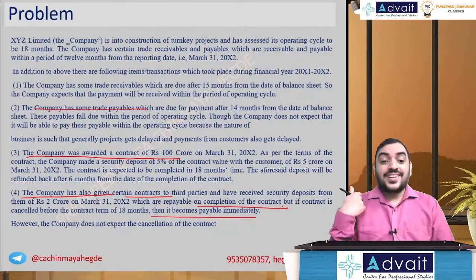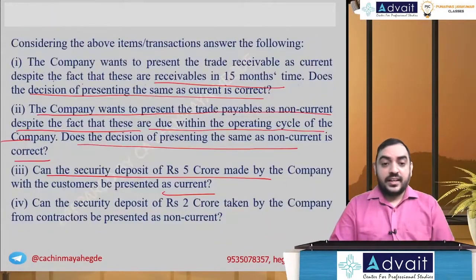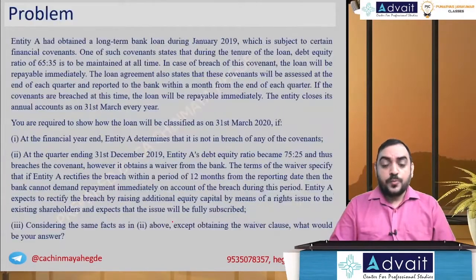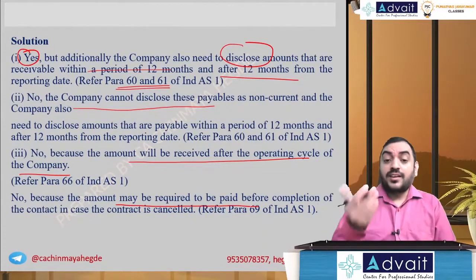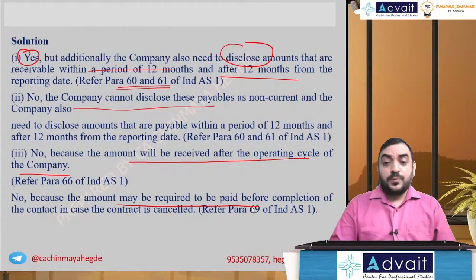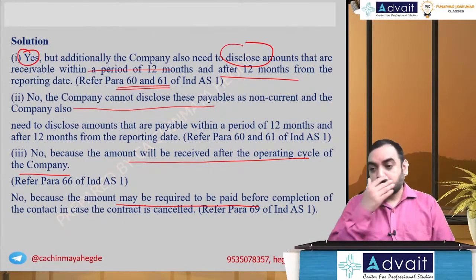But if the contract is cancelled before the term of 18 months, it will be payable immediately. Can the security deposit be shown as non-current? So in this case, the answer is again no, because the amount may be required to be paid. Because if a contract is cancelled, it becomes payable immediately. The term is always there, and therefore it should be classified as a current item.